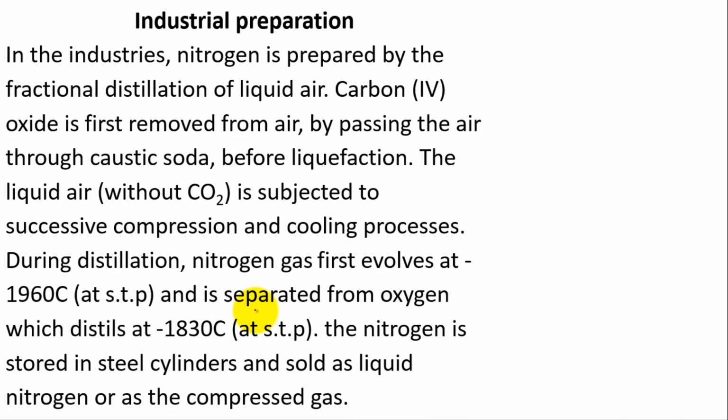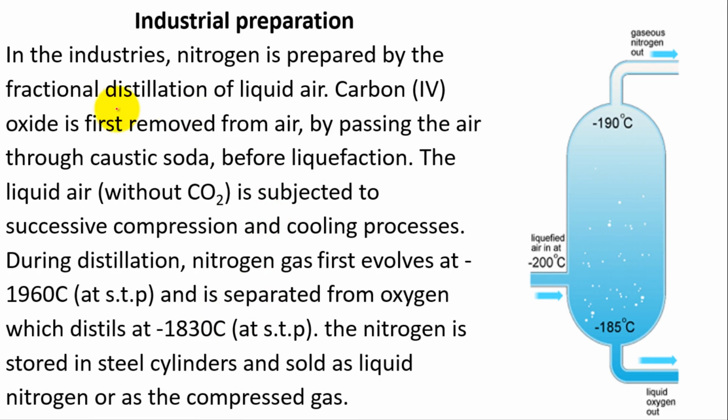Then how can we prepare it in the laboratory? For us to prepare it, we use fractional distillation, and we need liquid air. Therefore, the first thing is to remove carbon dioxide from the air, which is what we've done before. We use caustic soda, which will absorb the CO2 coming from the air. Then later we liquefy it, because we need a liquid air.